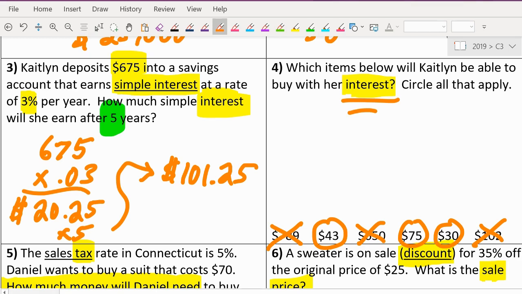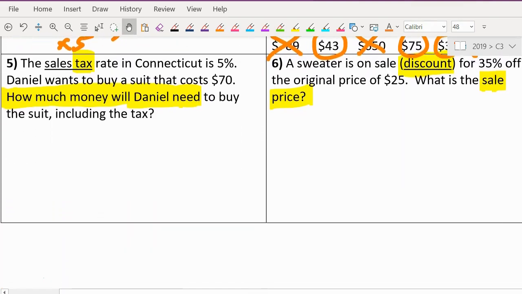But since it's simple interest, we're just going to do this. That's a good point, too. All right, number 5. Sales tax rate in Connecticut is 5%. Good for them. Daniel wants to buy a suit. How much will Daniel need? So that's going to be the total. All right. Who wants to try this one? Zoe.